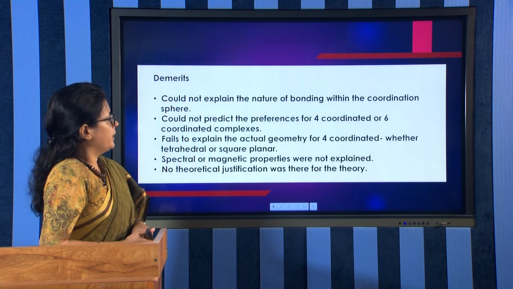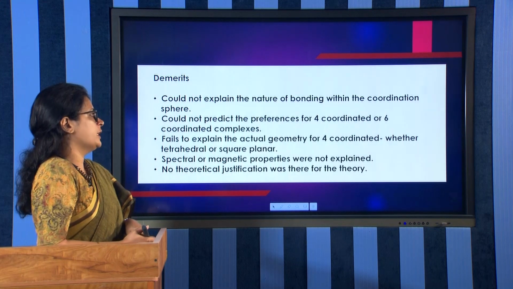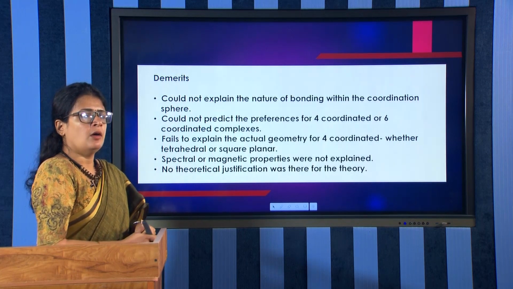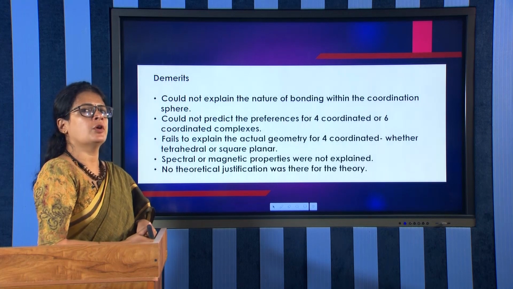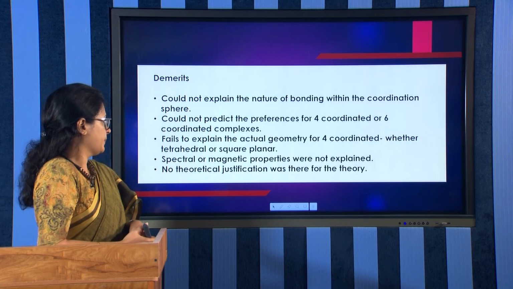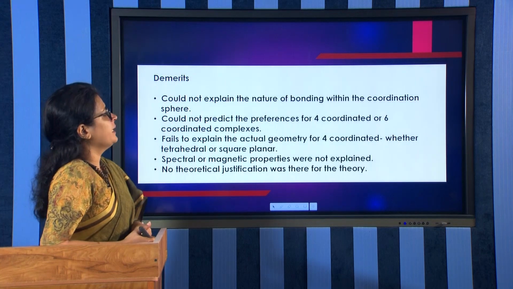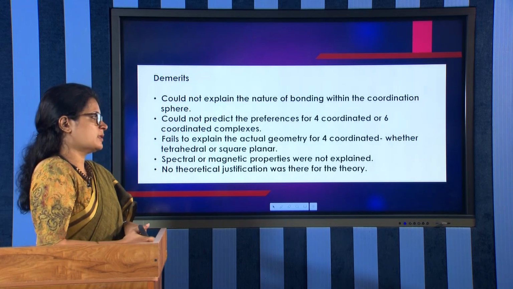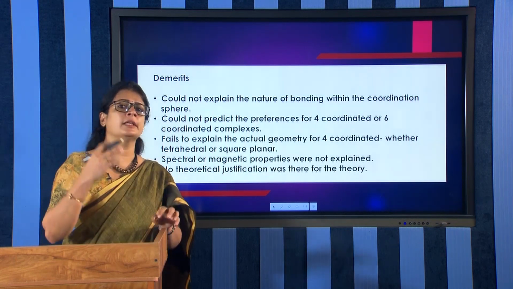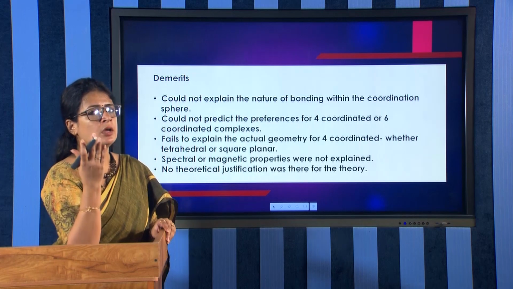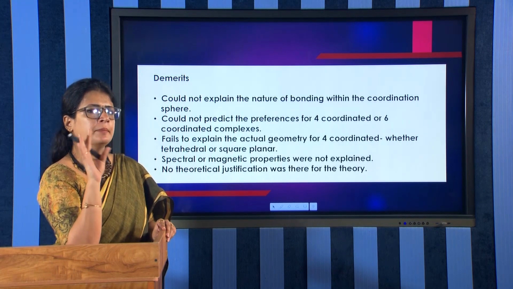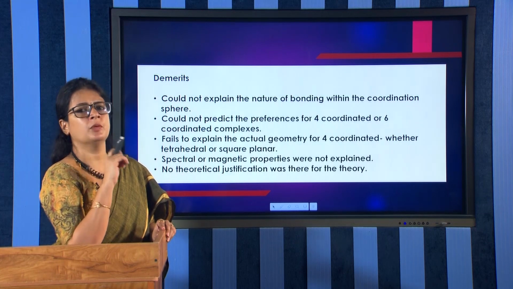And he could not predict the preferences for 4 coordinated or 6 coordinated complexes. He could not explain which complexes will form 4 coordinated or 6 coordinated complexes. He also fails to explain the actual geometry of the complexes, for example, in the case of a 4 coordinated complex, whether it will form a tetrahedral or a square planar complex. All those things could not be correctly predicted by Alfred Werner.